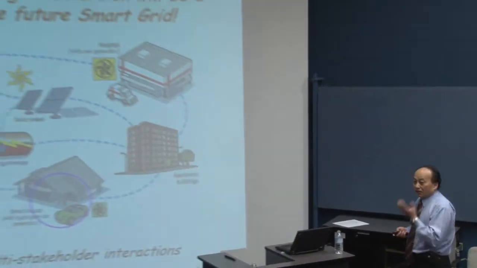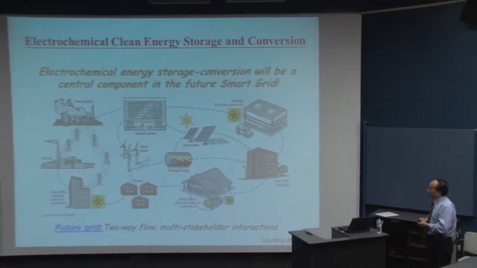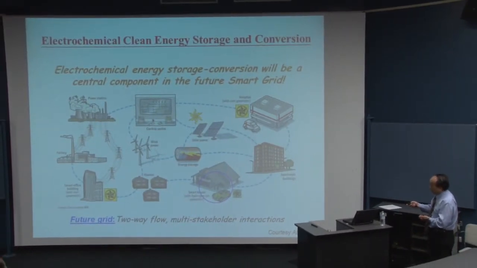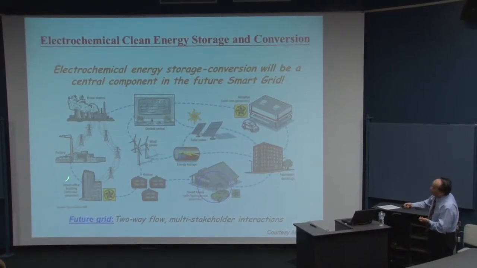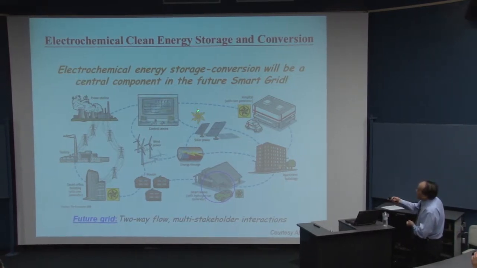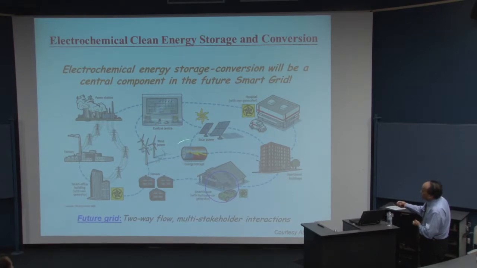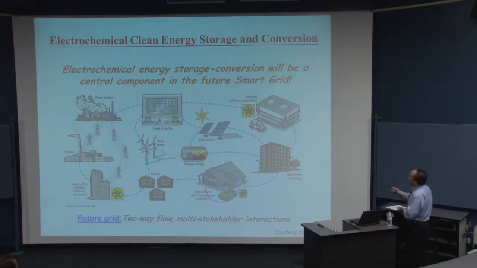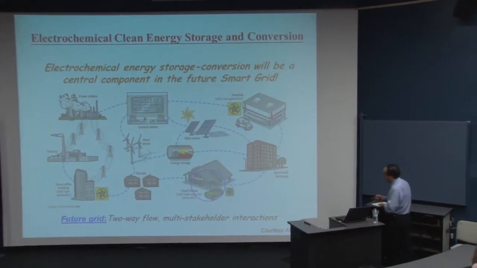And another big advantage in the future smart grid: electrochemical conversion and storage would be a central part. Here you have clean energy, wind and solar energy. You convert it to electricity and store it in an electrochemical system, then release it to the end user. That's why electrochemical energy storage and conversion will be a central component in the future smart grid.